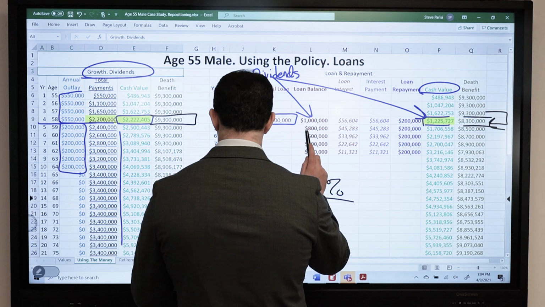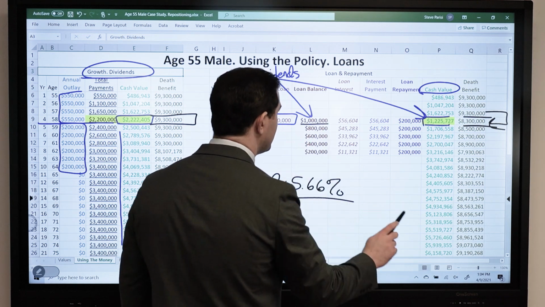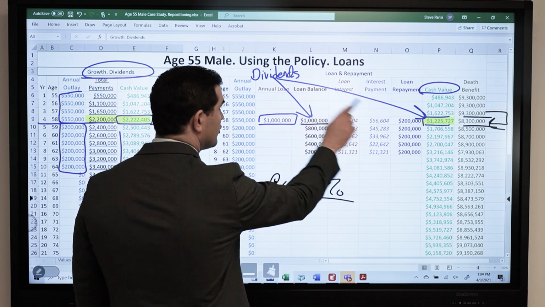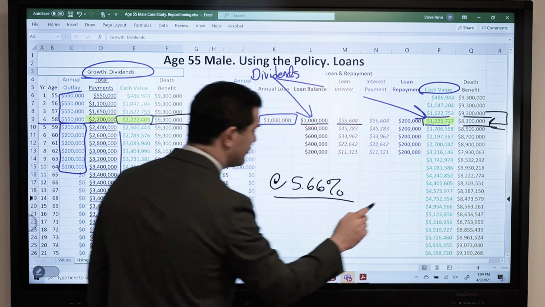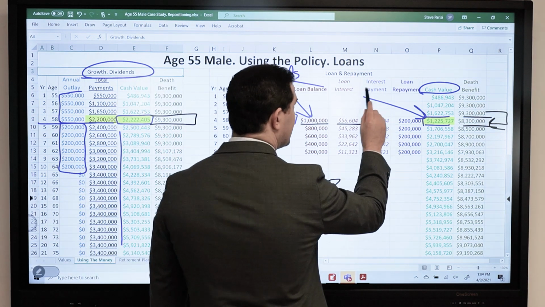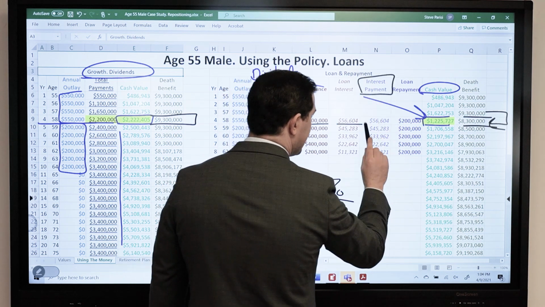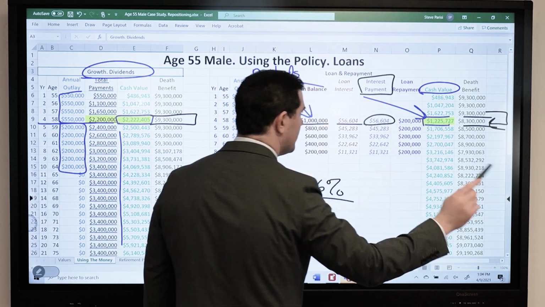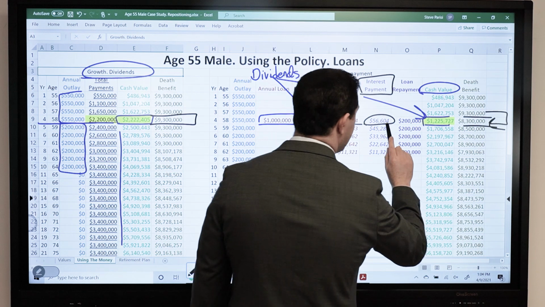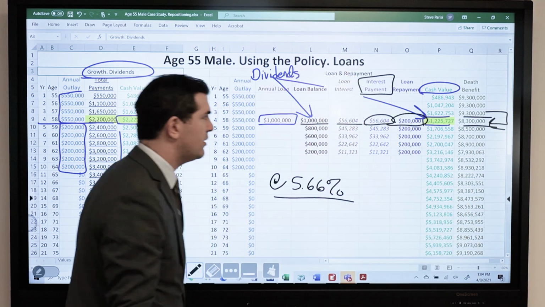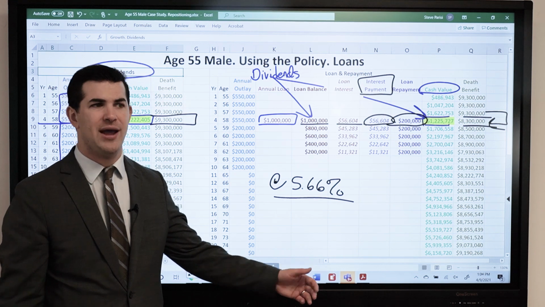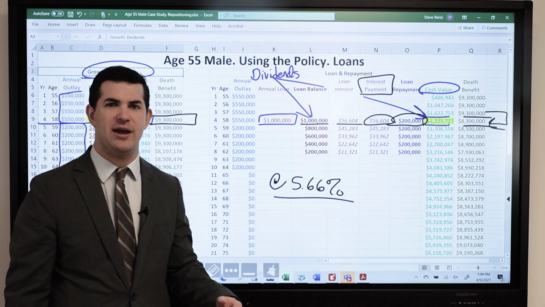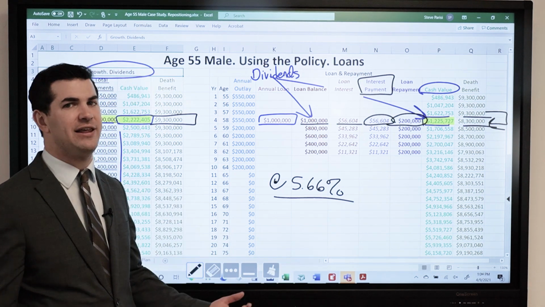Now, here's my loan balance, $1 million. What we're doing here, we've got the loan interest, $56,000, 5.66%. Then we've got the interest payment. So in this example, as the interest comes due, we're paying it. Then we're making a principal payment of $200,000 per year. We can pay back the loan however we want. It does not matter. We can pay it back over 50 years.